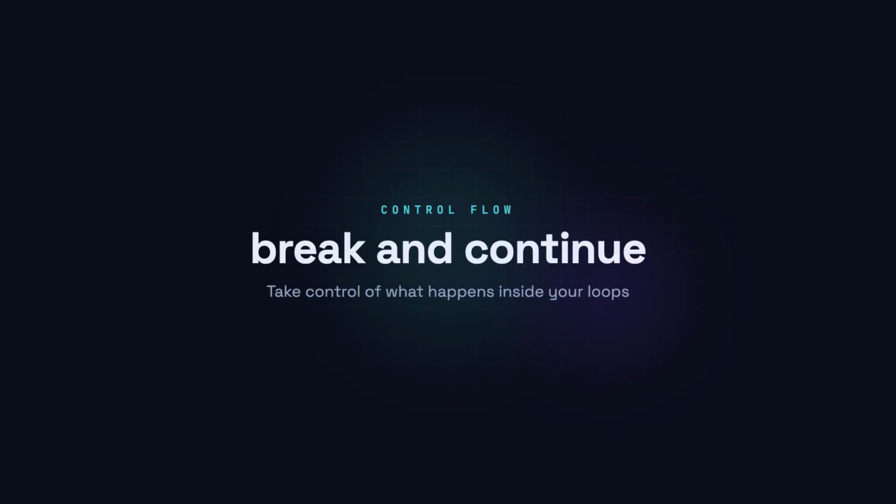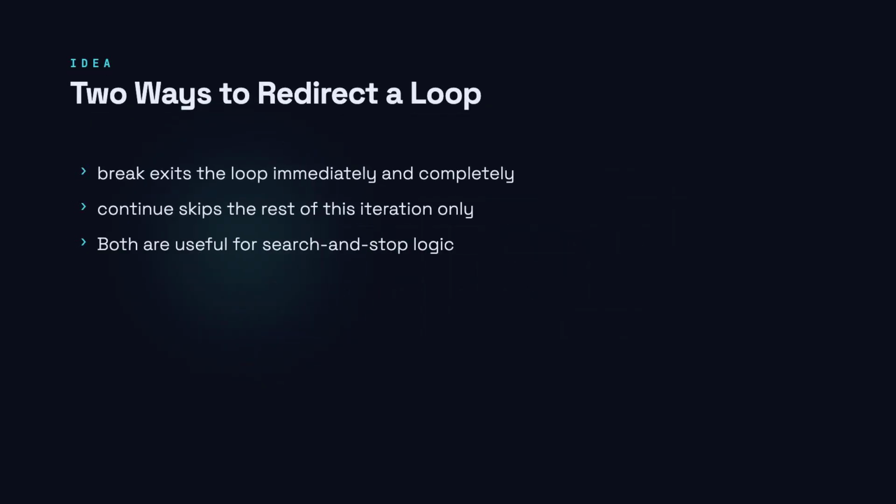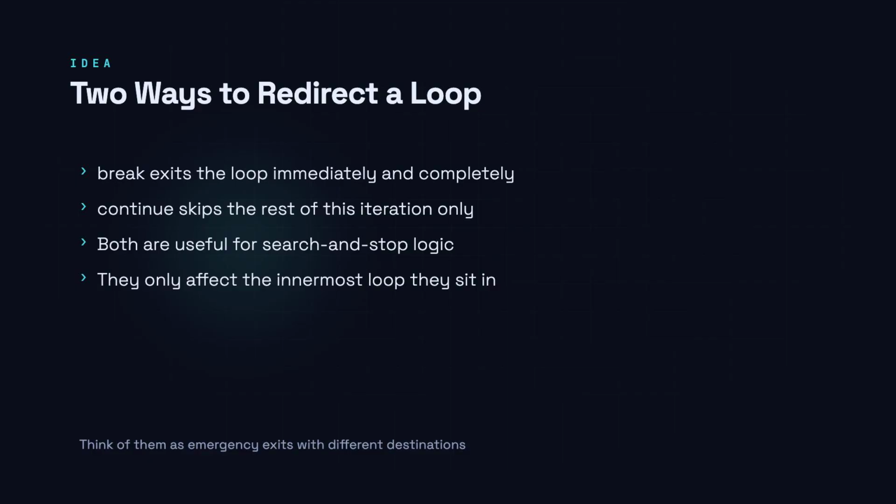In this video, we look at two special keywords, break and continue. They let you steer what happens inside a loop beyond just counting up or down. Break is like pulling an emergency stop. The loop ends right there. Continue is softer. It says skip this one item and move on to the next.